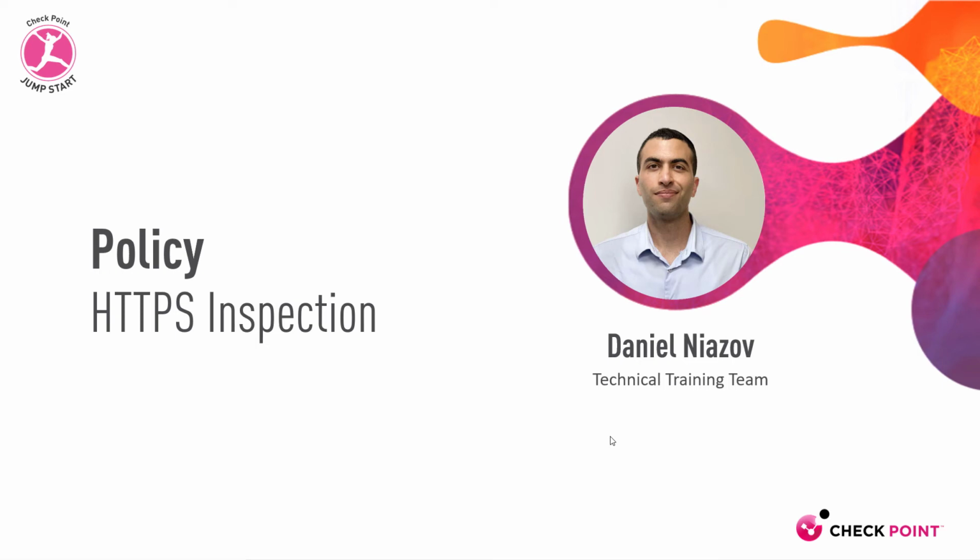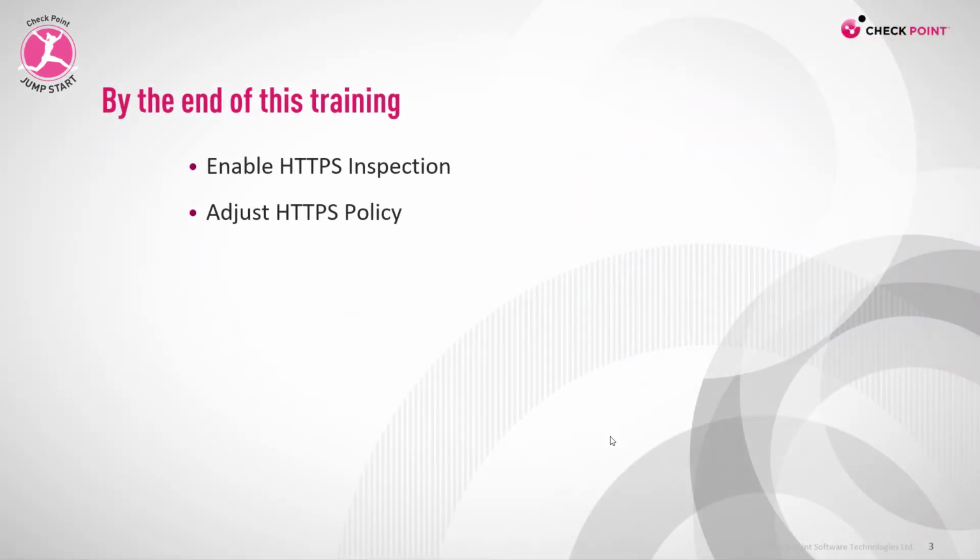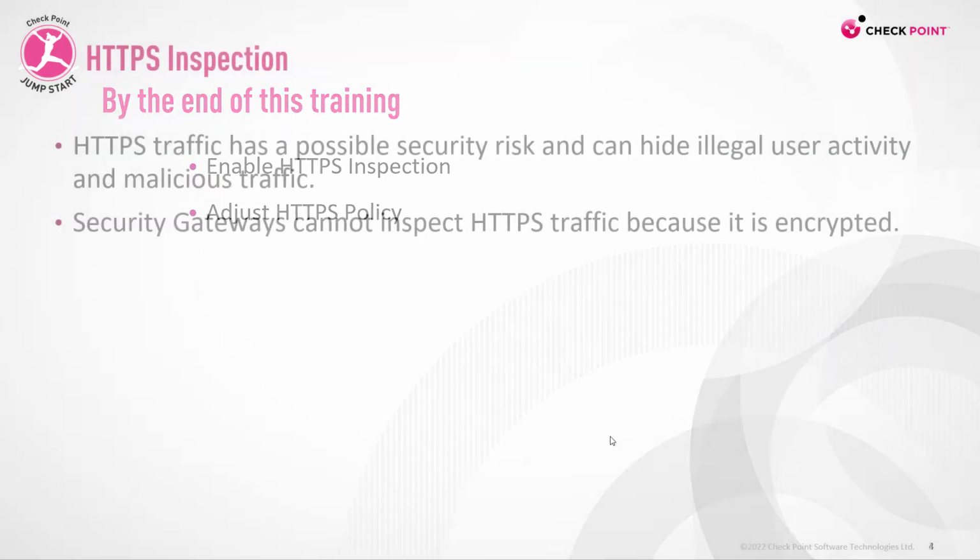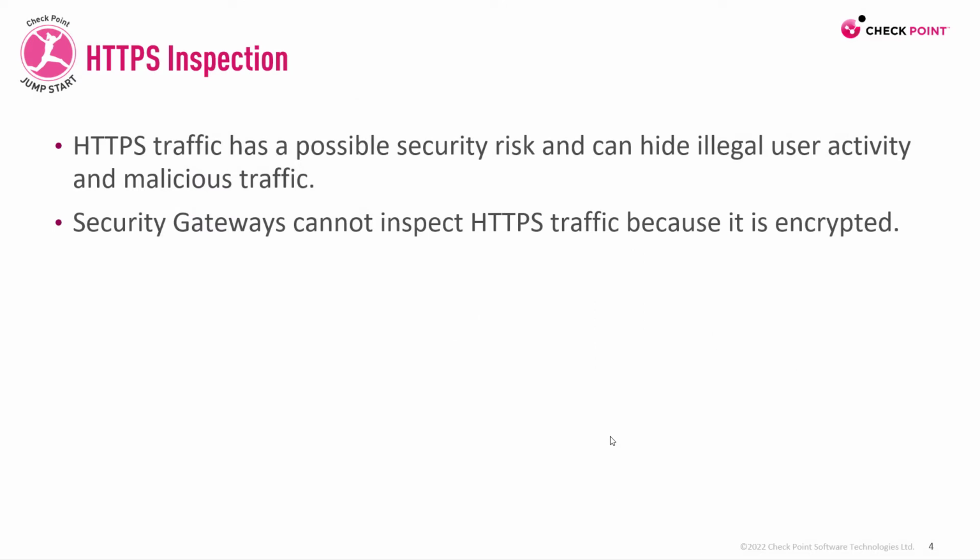policy HTTPS inspection. By the end of this training, you'll be able to enable HTTPS inspection and adjust the HTTPS policy. HTTPS traffic has a possible security risk and can hide illegal user activity and malicious traffic. Security gateways cannot inspect HTTPS traffic because it is encrypted.